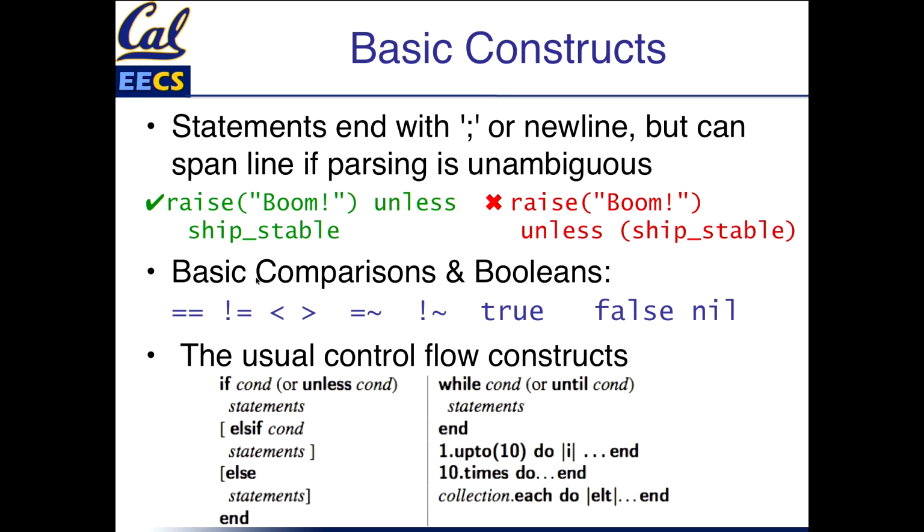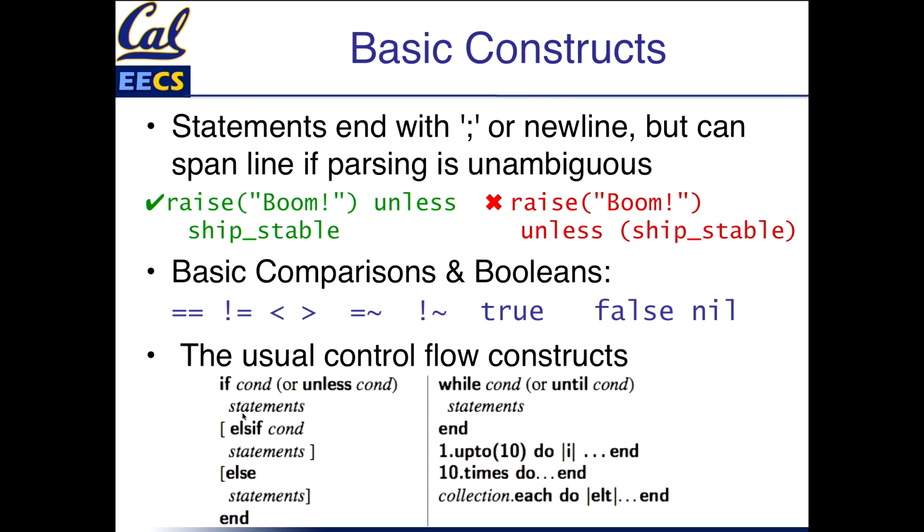We have all the same basic comparison operators you've already seen. As we'll see in a moment, the equal twiddle and bang twiddle are used for regular expressions, among other things. There's Boolean true and false. There's Boolean nil, which evaluates as a false value but isn't the same as false. Don't panic. And then we have the usual control flow constructs.